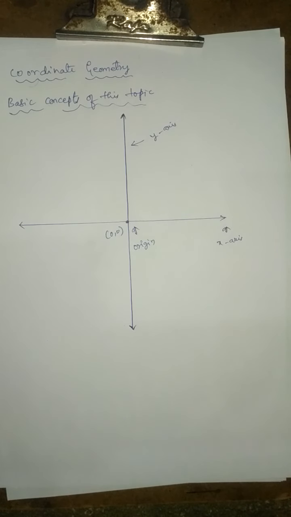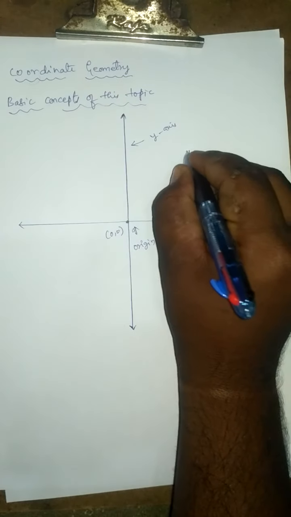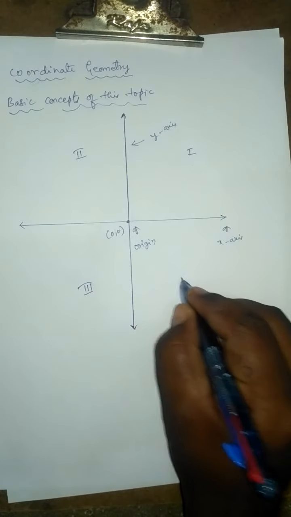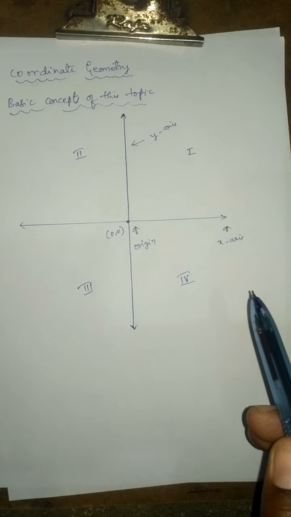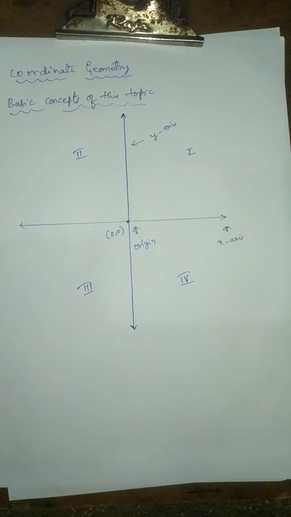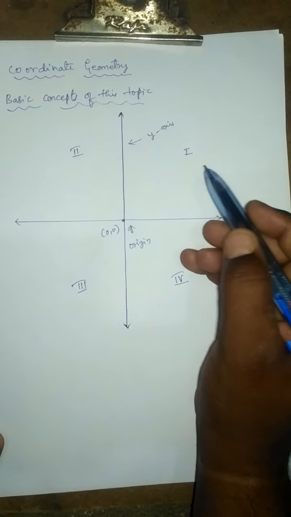When the horizontal axis and vertical axis are drawn perpendicular to each other, they divide the plane into four parts. Those parts are: this is part 1, this is part 2, this is part 3, and this is part 4. So the plane is divided into four parts. These four parts we are going to call quadrants.